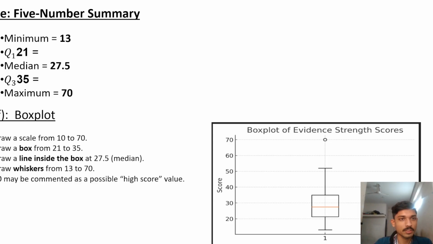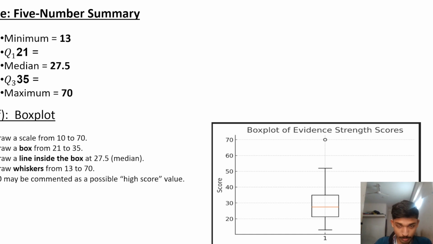And the fifth one is the five-number summary. The five-number summary is basically the minimum value 13, quartile 1, median, quartile 3, and the maximum value. Now we have to draw a box plot for this data.